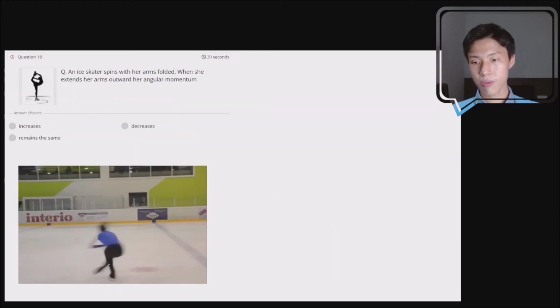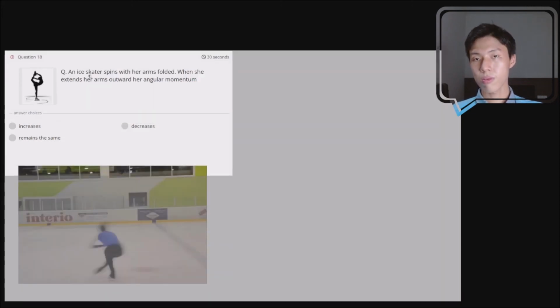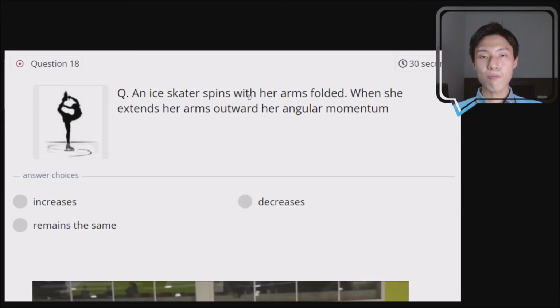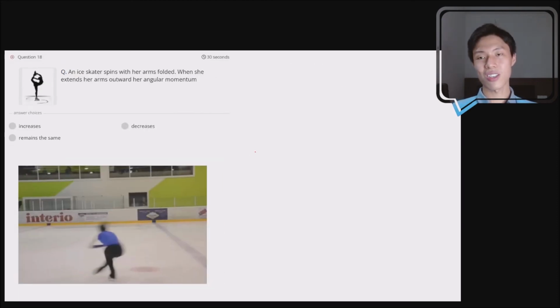Next question. An ice skater spins with her arms folded. So arms folded is something like this maybe. When she extends her arms outwards, will the angular momentum increase, decrease, or remain the same? Actually, I think it's a trick question. If you don't read carefully, then I believe you will make the mistake.